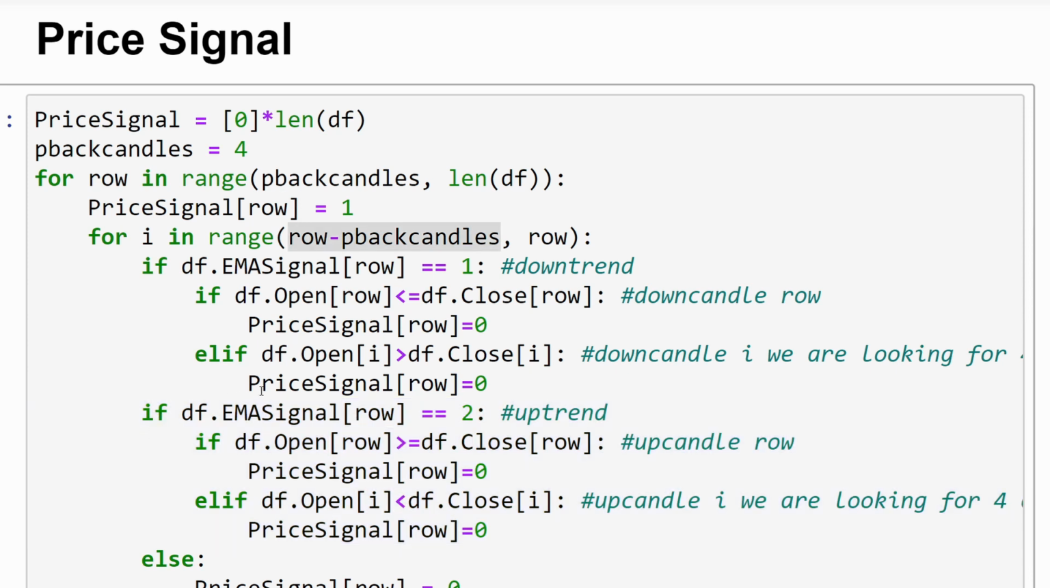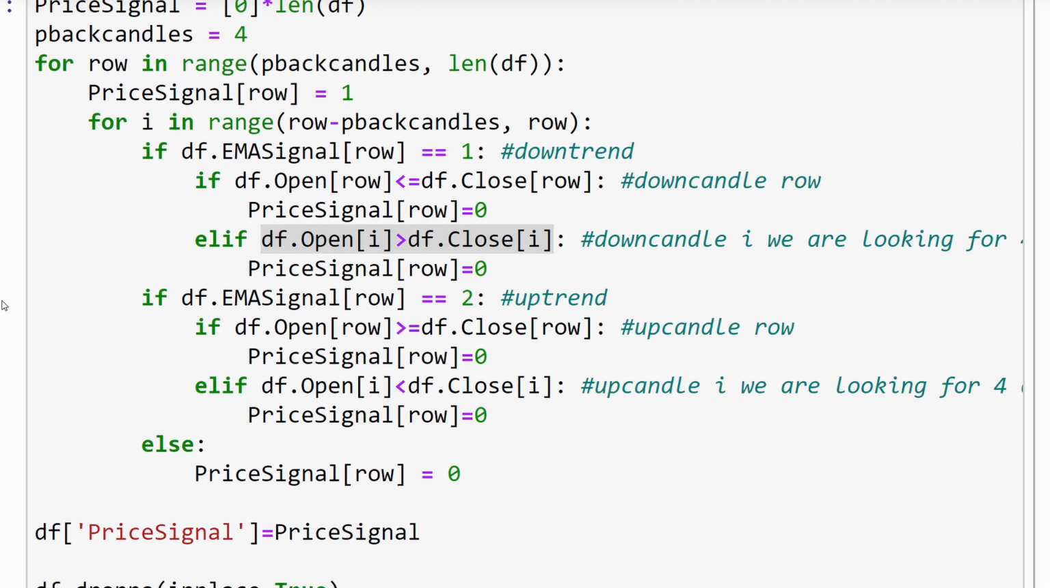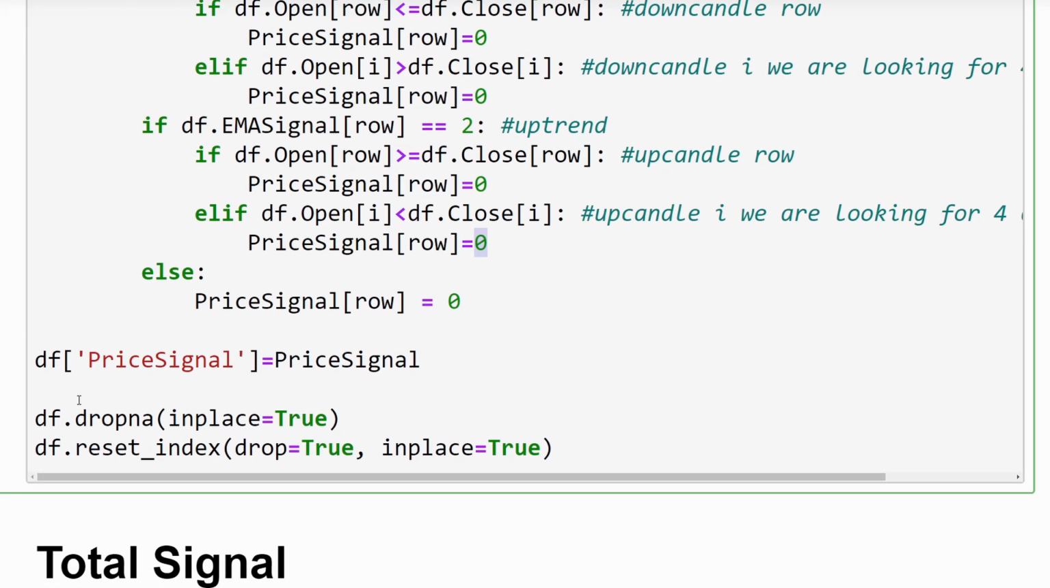And at the same time, we want the current candle, which is tested right here, to be in the same direction of the trend. So we have previous candles going in the opposite direction of the trend, and the current candle is along the trend. In this case, we are going to return 3 different values for the price signal: 1 if we have a downtrend, 2 if we have an uptrend, and 0 if we don't have this particular signal. The signal is added to our data frame under the column df price signal.